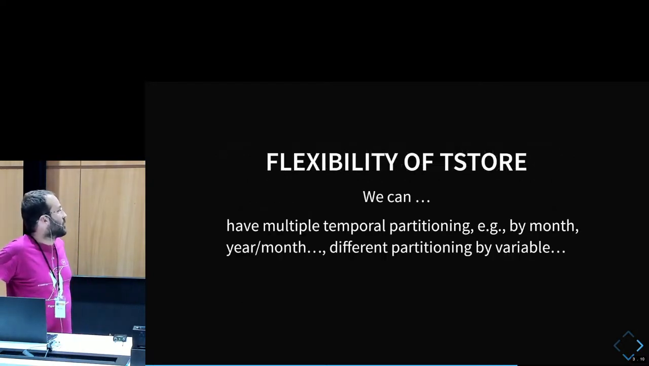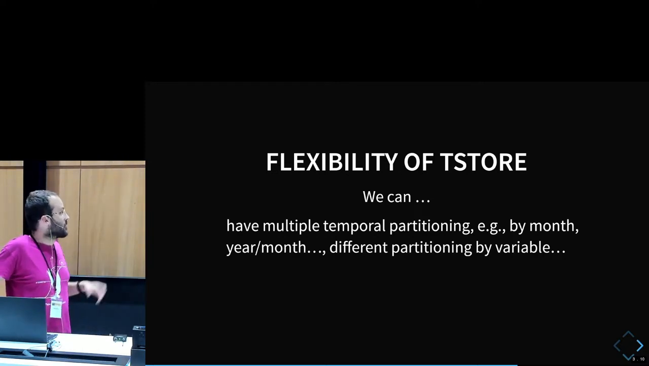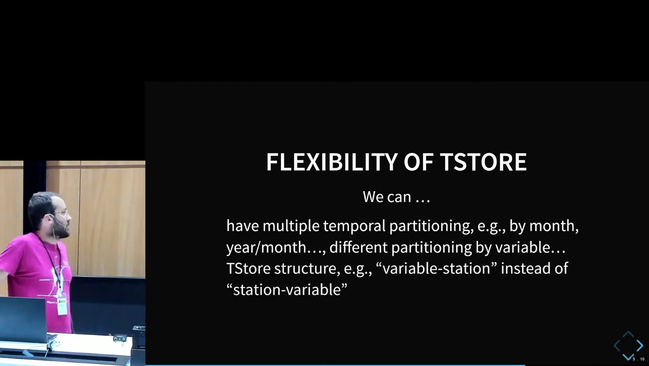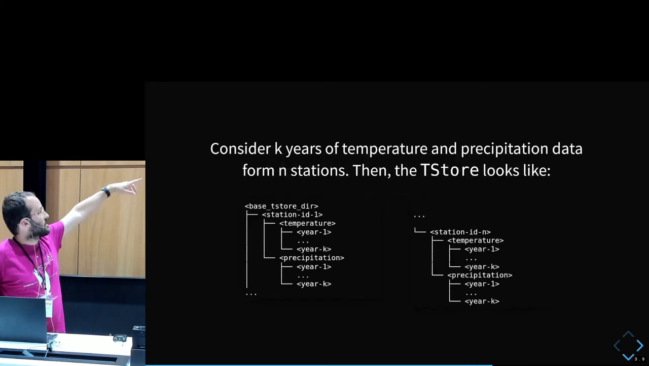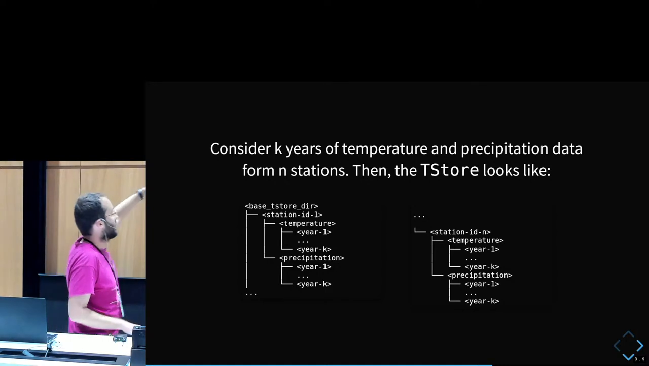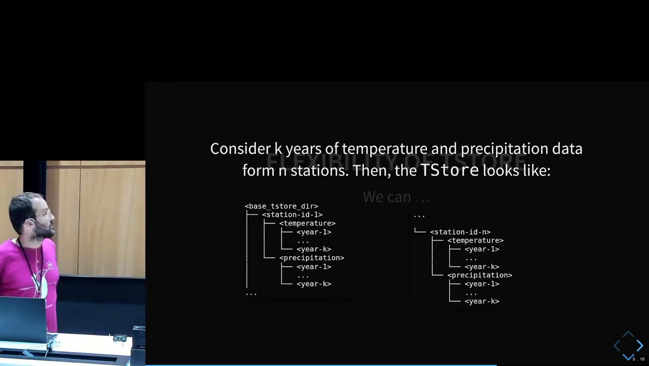And we can have multiple temporal partitioning. So instead of by year, we could have it partitioned by month. Or we could partition each variable differently. Like the structure here, it has the station outside and the variable inside, but we could do it the other way around. We could have a first level with temperatures, and inside have all the station IDs. So that depends basically on the needs of the user.